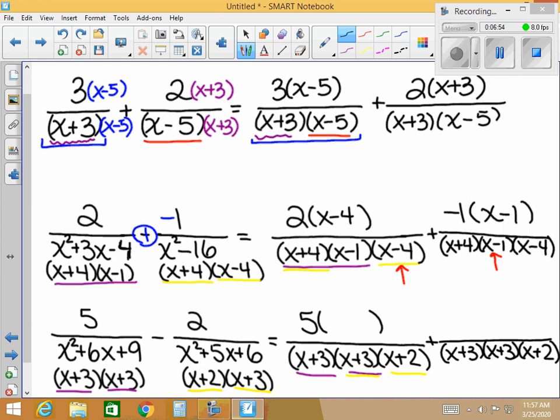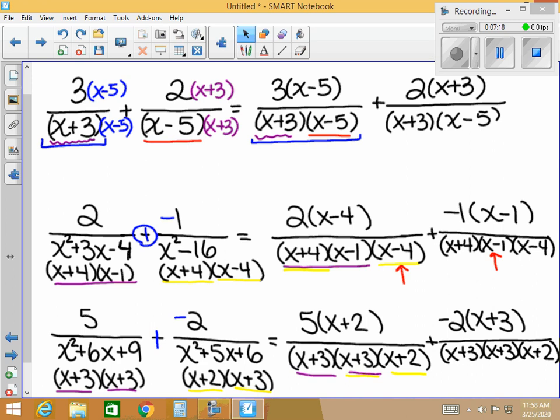If we compare what we started with in the purple to what we ended up with on the right side, x plus 2 is the extra piece that showed up. If it shows up on the bottom, it has to show up on the top. Okay, with the negative 2, x plus 2, x plus 3 was there. That second x plus 3 is the piece that showed up that wasn't there before. And I'm going to get that negative sign up in my face with that 2. That's what our new numerators would look like.